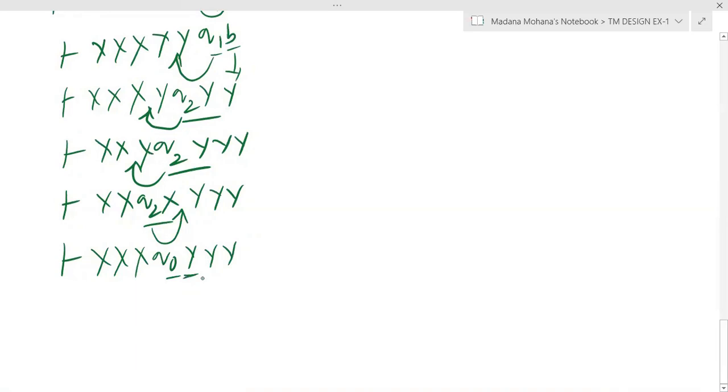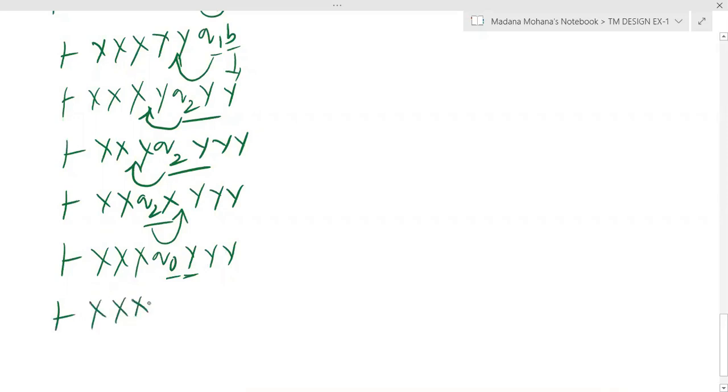Then whenever Y is found, you have to replace Y by Y, and by going to a new state, it has to skip all Y's till it gets any B. Further, any B may also be there. So the machine checks whether any B is there in the future. So like that it skips all. Now you can see here it goes to a new state by skipping Y by Y and moves right.